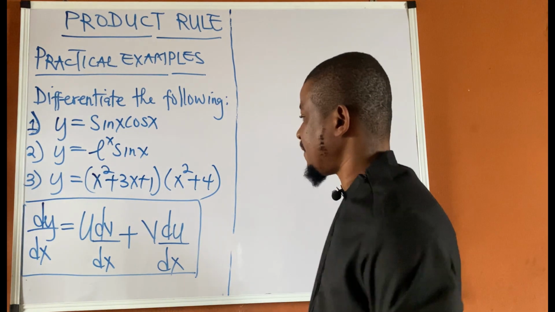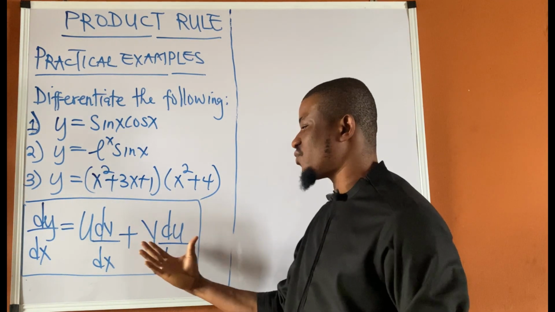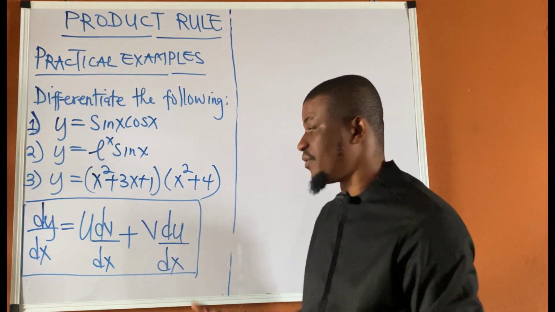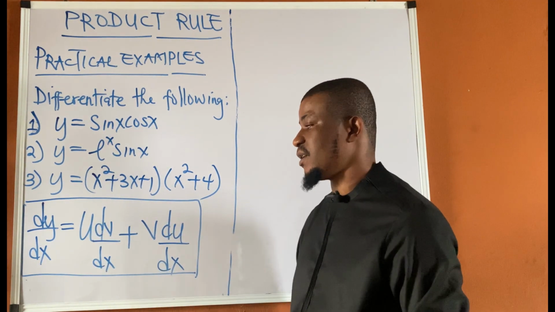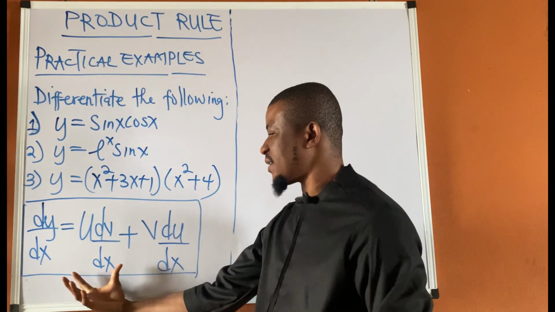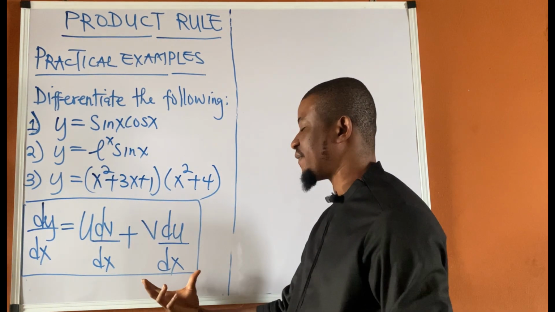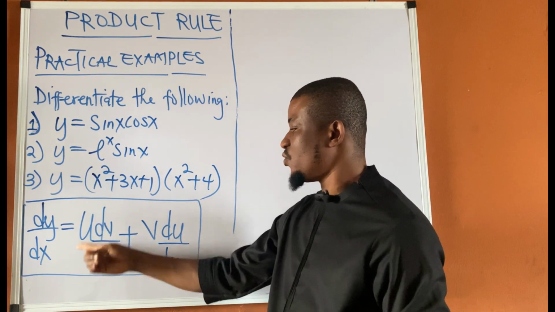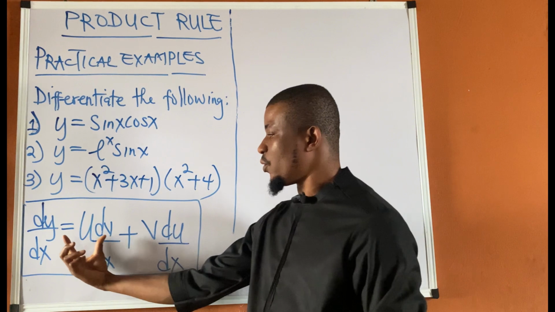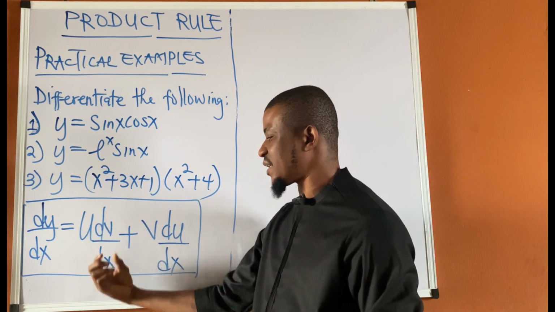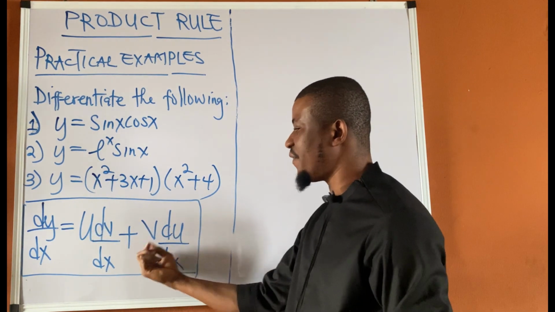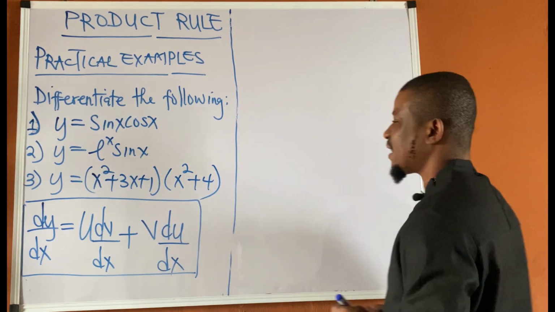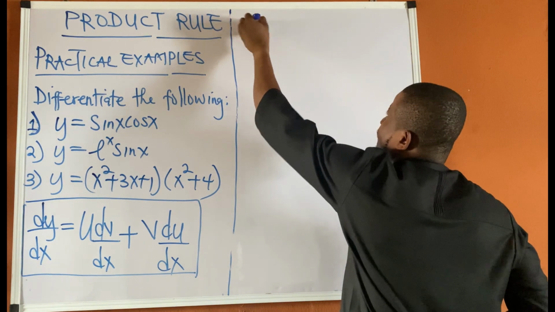Now please note that for this rule, we can start with v du dx first before our u dv dx. So either you keep this term first or you keep this term first, but always maintain your plus in between. U dv dx, keep your u, differentiate your v with respect to x, plus keep your v, differentiate your u with respect to x, and that's your product rule. Now let's look at the solutions to this example.